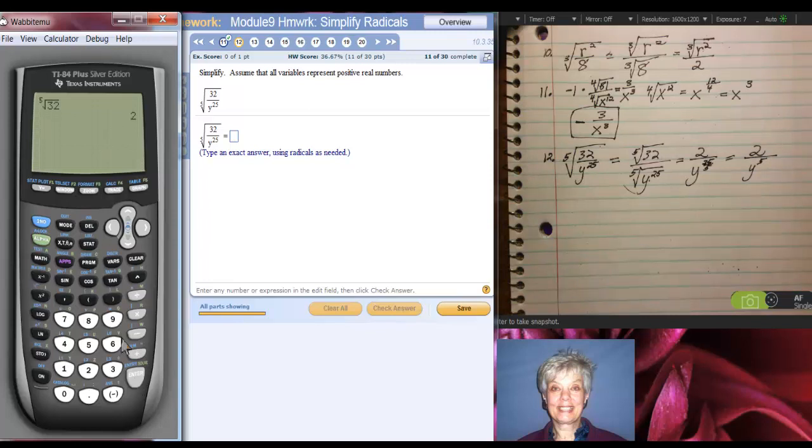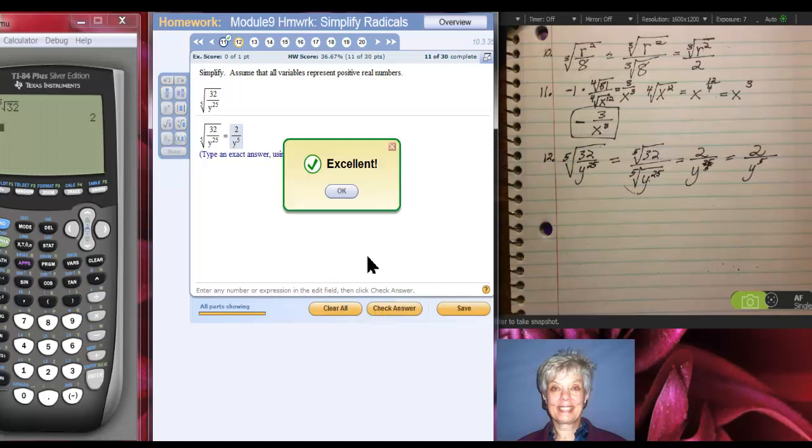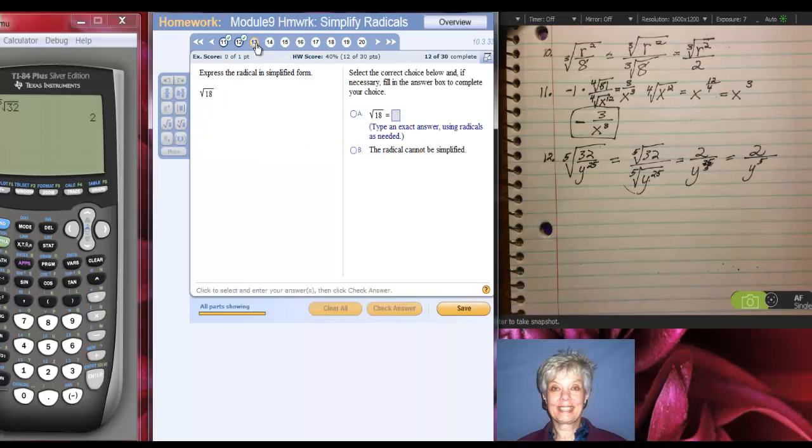Now let's put the answer in. Fraction, 2 over y, looking for y, and then the exponent key, fifth power. Let's see if I'm right. Excellent. I love it. Love it. You get in a rhythm.